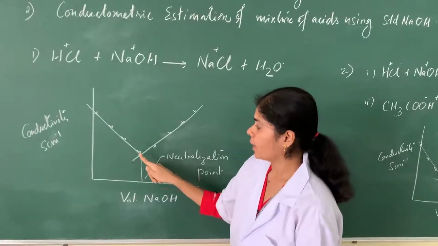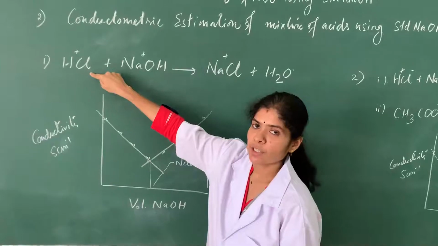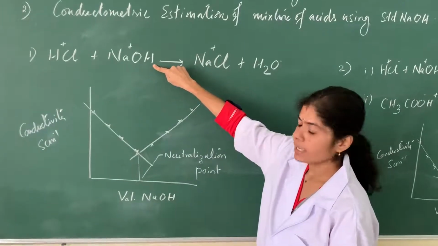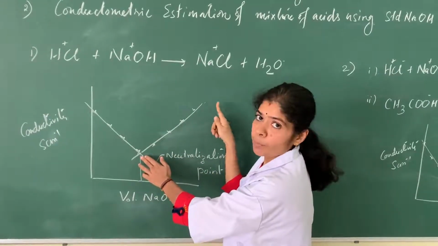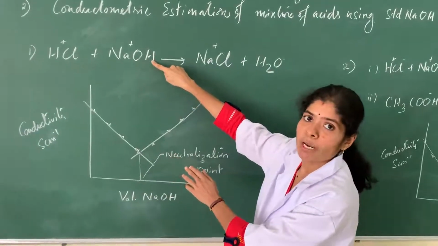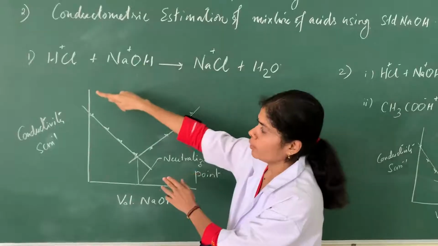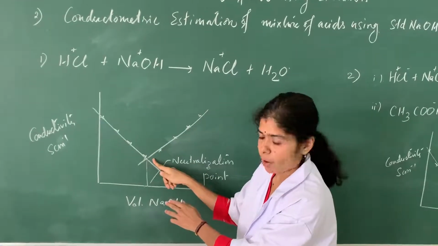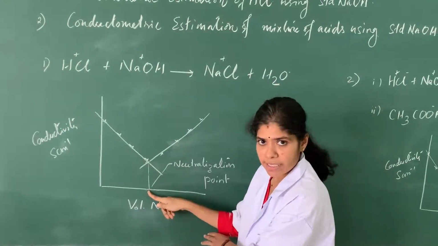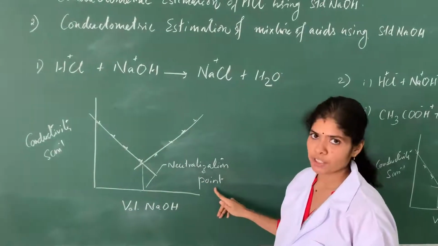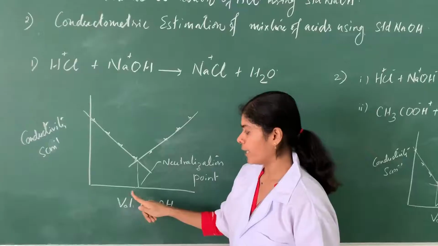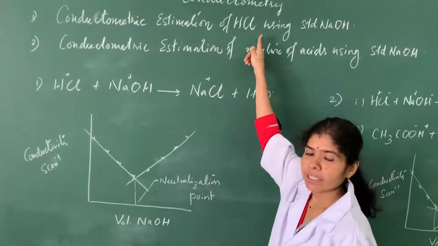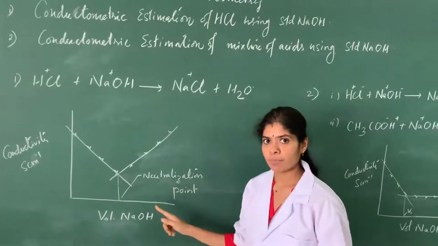But at one point, all the HCl gets neutralized. Again and again, when you are adding the strong base, the conductance increases because of the presence of highly mobile OH minus ion. So when you plot the graph, you will get a V-shaped graph. At the intersection point, you can draw a line to the x-axis that will give you the neutralization point. From the volume of NaOH, you can estimate the amount of HCl in the given acid.